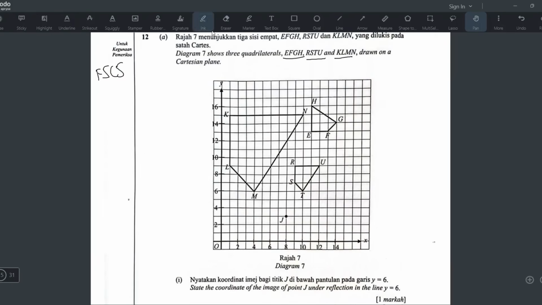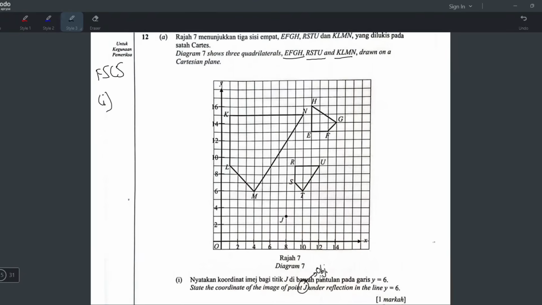Number 1, they ask you to state the coordinates of the image of point J. Means J is the object. If they ask you to find the image of J, J is the object, under reflection in the line y equals 6. First step is drawing the line y equals 6. So go to y, find 6, draw a horizontal line. This is y equals 6.